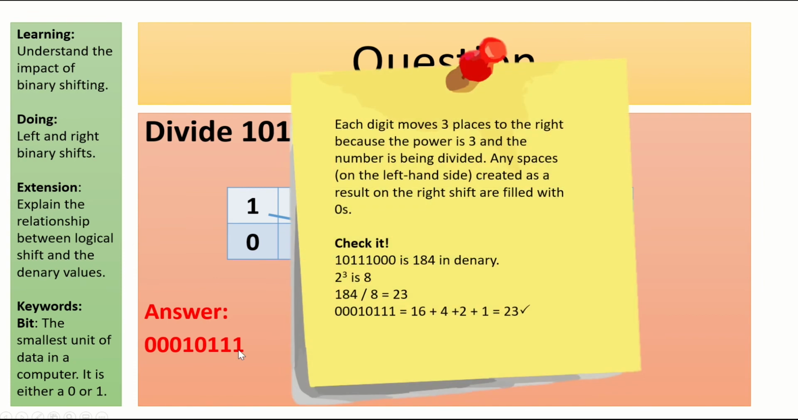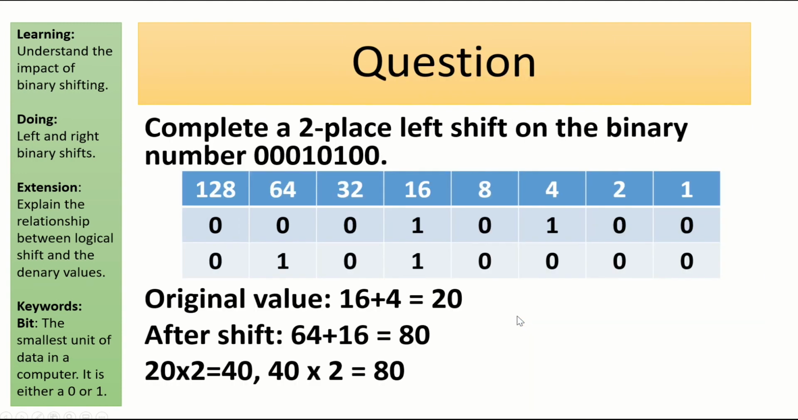Okay, so once again we can check that by doing a simple bit of maths. So our original value was 184, and then 2 to the power of 3 is 8. So 184 divided by 8 is 23. So therefore we can check our answer. We were left with 00010111. So 16 plus 4 plus 2 plus 1 is 23, and we have the right answer.